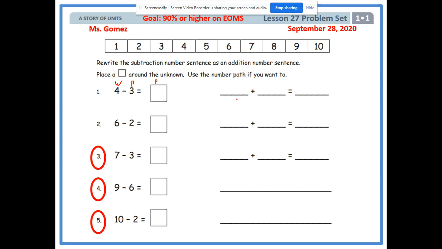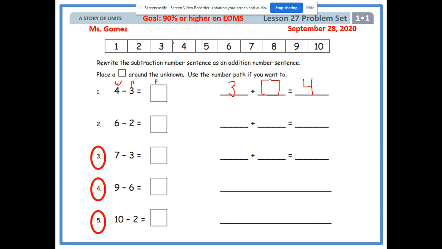So when you write an addition sentence, you have to start with a part. What part do we have? Get ready. Yes, 3. So 3 plus, this is going to be our unknown, right? So we're going to put a box around it. Blank equals, what is our whole? Ready? Yes, 4.